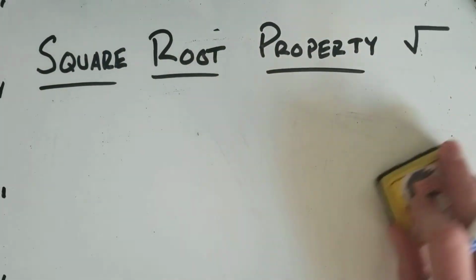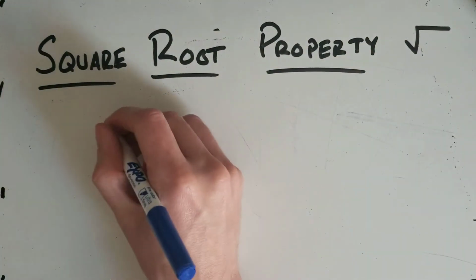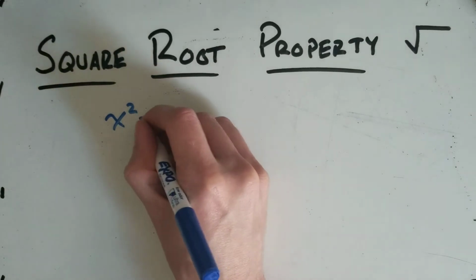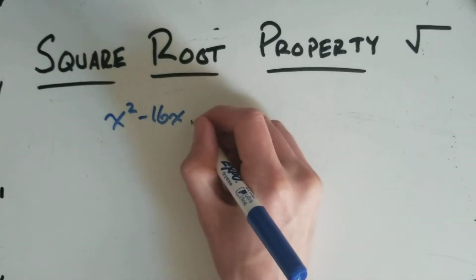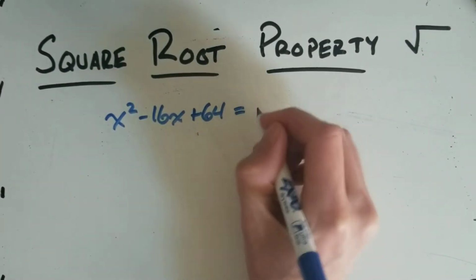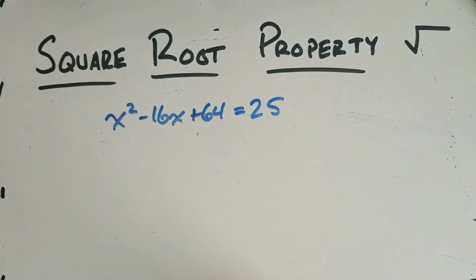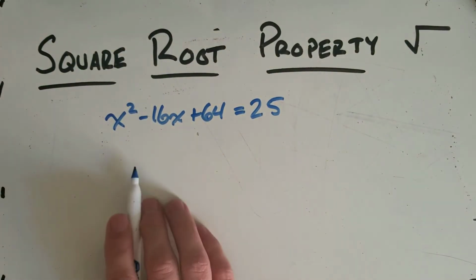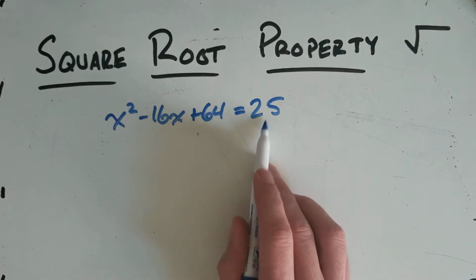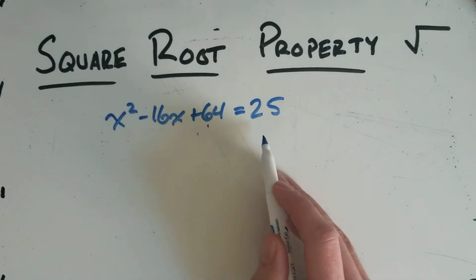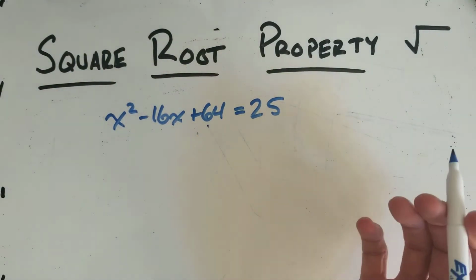On to our next. So we have x squared minus 16x plus 64 equals 25. And again, it looks like we have perfect squares. You could subtract the 25 and use the zero product property, but I want to show us how we can use the square root property.